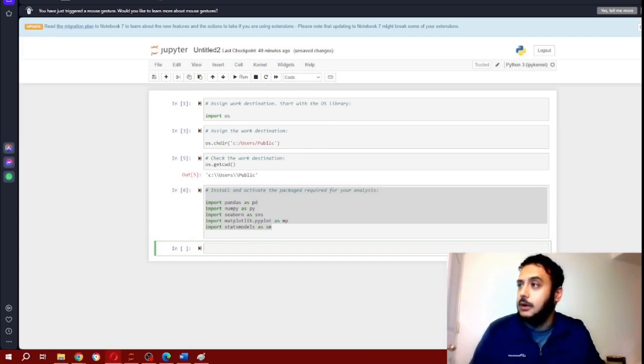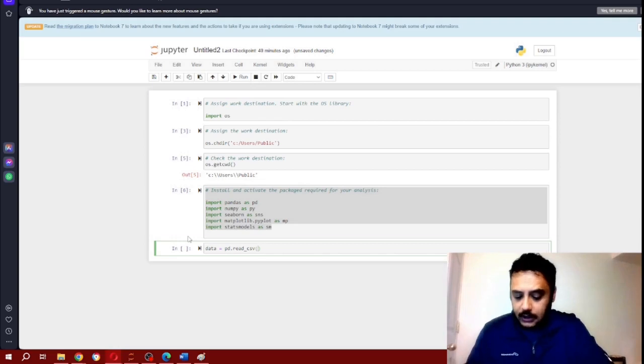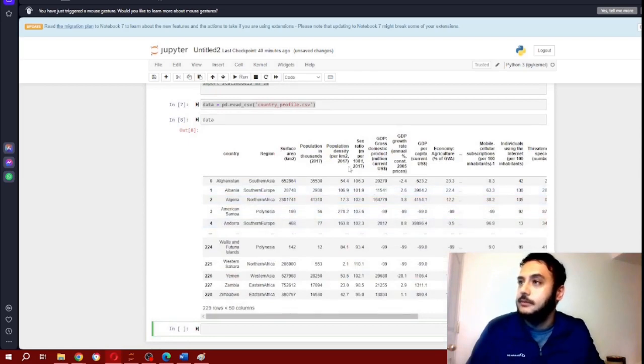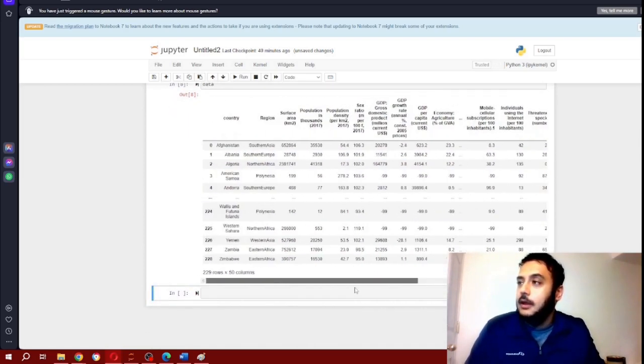and brought onto our environment. All right, so now that we have those libraries activated, let's go ahead and use the pandas library to bring our CSV file onto our Python environment. The file that I would like to import is called country profile.csv. So let's go ahead and click on run. And I'll just check to make sure it's been imported over. There you go. They're all here.